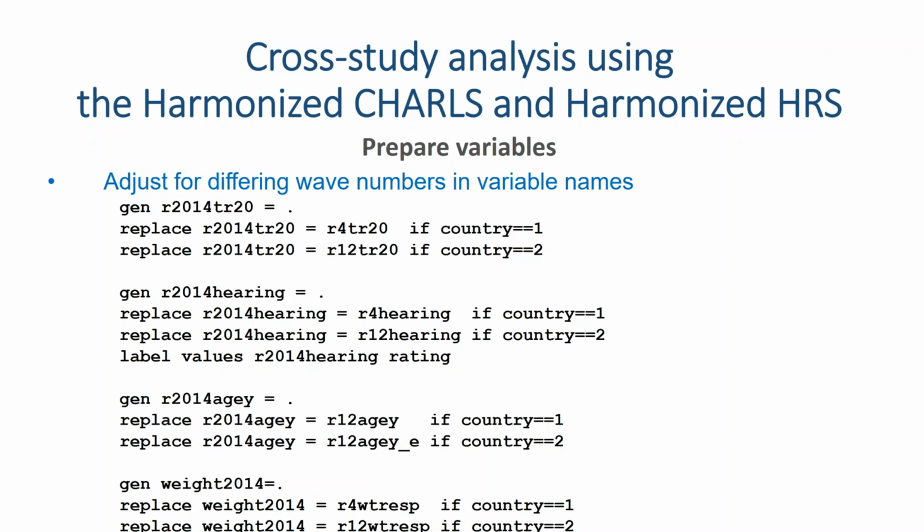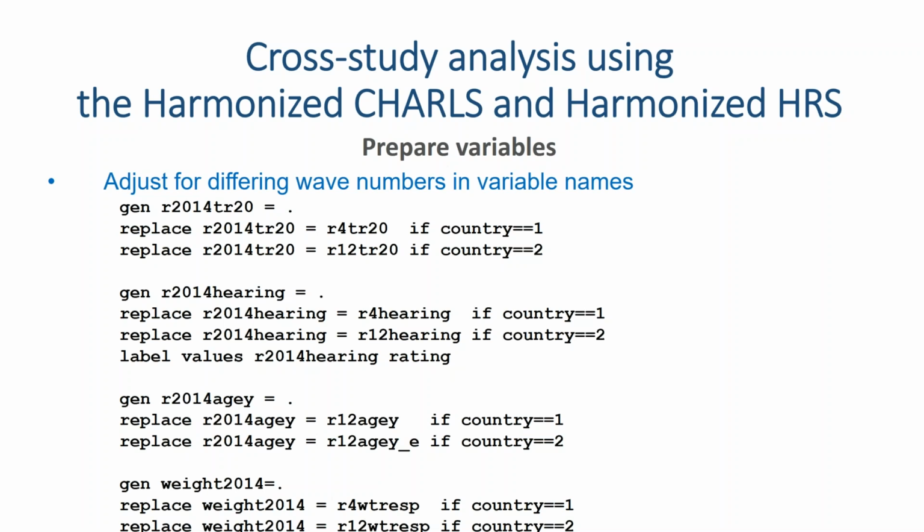Our first variable will be R2014TR20. So we know that the values will come from R4TR20 if it's coming from CHARLS, marked by country number 1, and from R12TR20 if it's from HRS, which is country number 2.